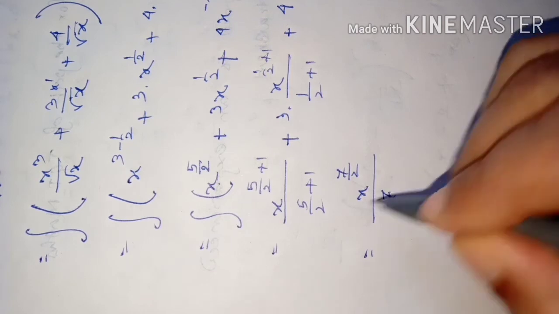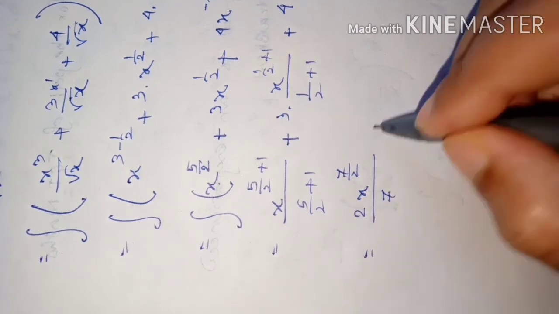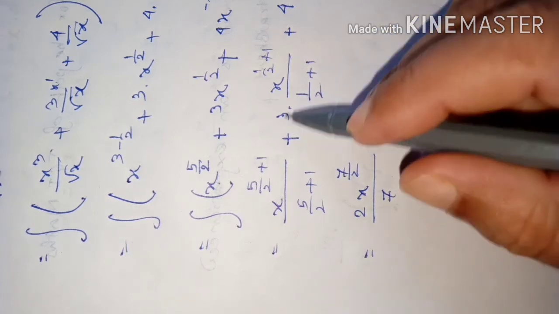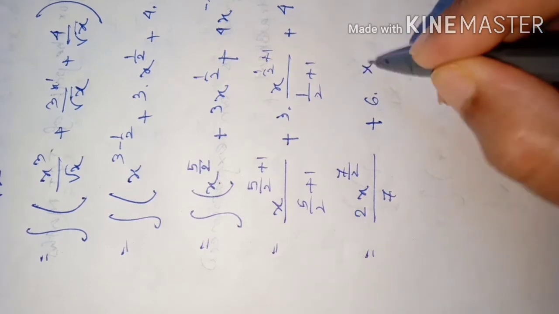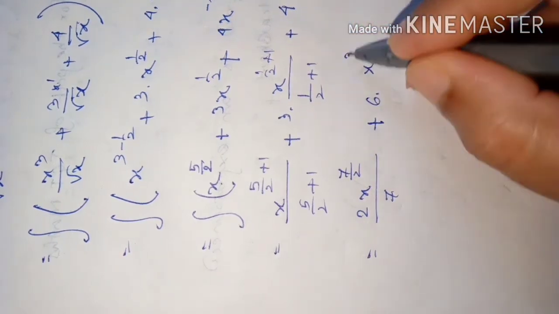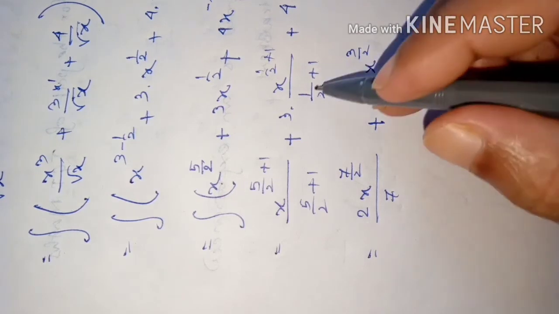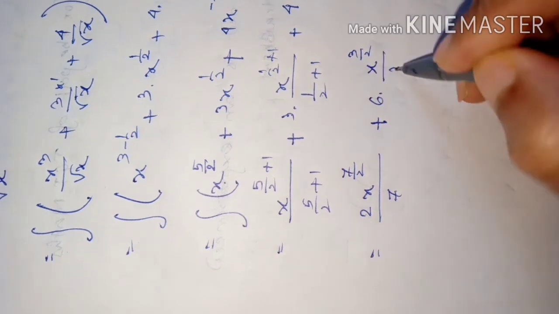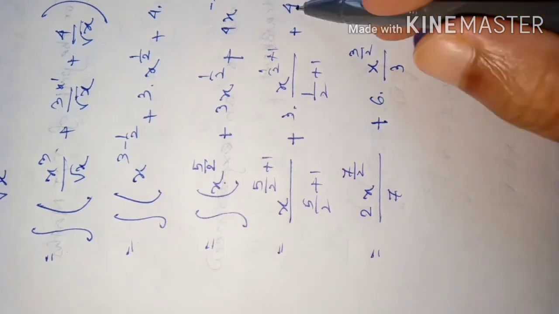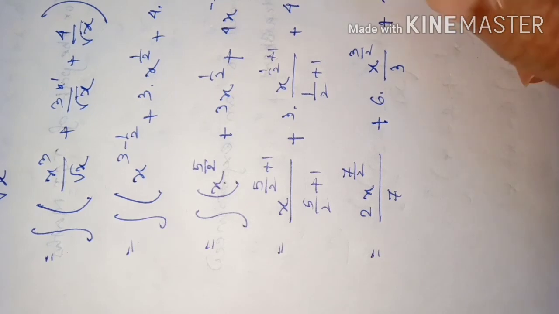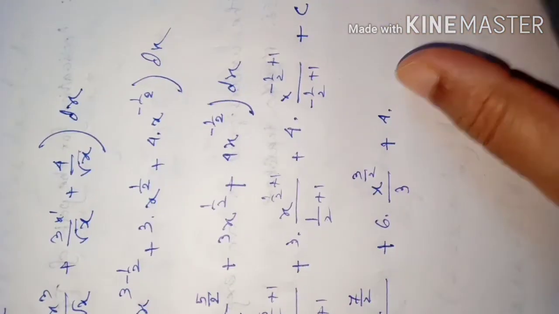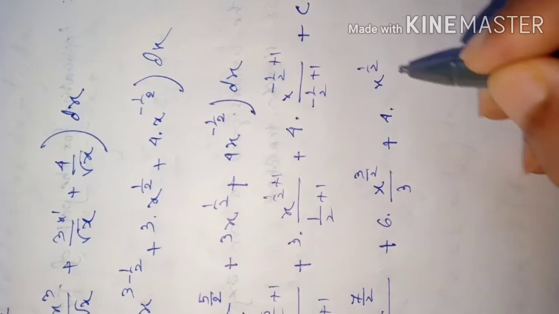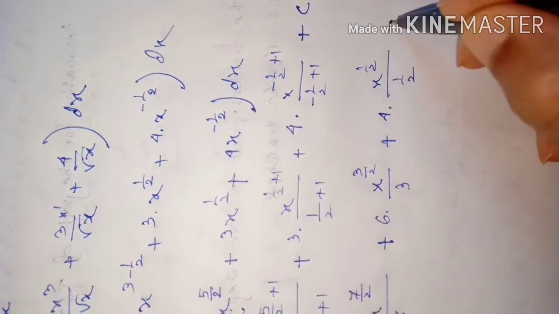Then 2 can be taken to the numerator side, plus here also 1 by 2 plus 1 is 3 by 2, so 2 will go up. So x to the power of half plus 1, that is 3 by 2, and here it will be 3 by 2, then 2 goes up and 3 will be down there. Plus 4 into, here it will be 1 minus half, which is half, so it will be x to the power of half divided by half plus c.